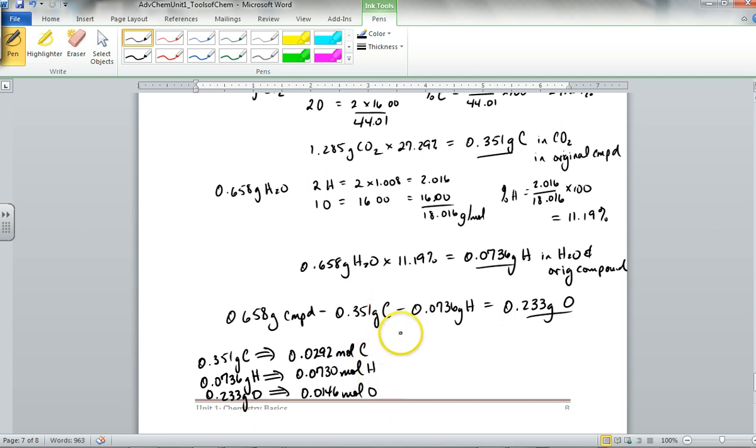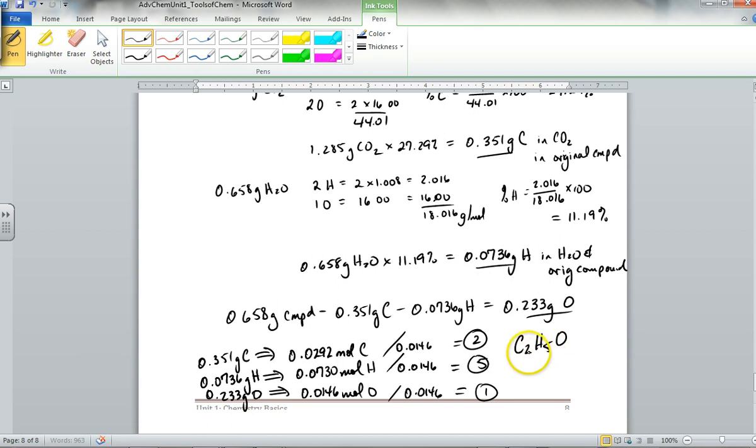To find the molar ratio, you divide each of these by the smallest, so the 0.0146 moles was the smallest. And when you do that, this is 1, this is 5, and this is 2. And so the empirical formula is C2H5O.